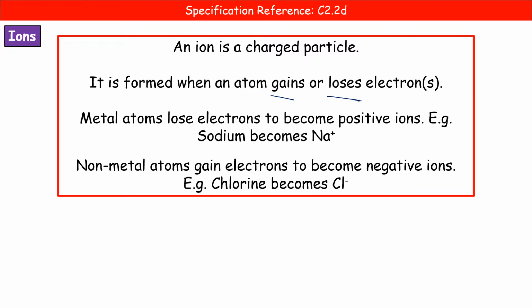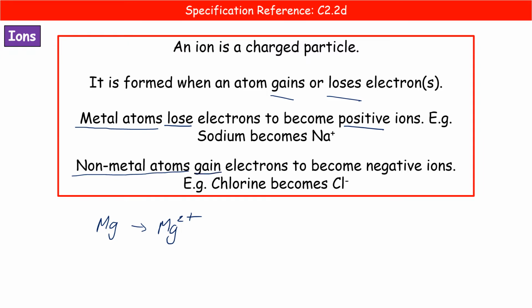We do have some nice, easy to remember patterns that we can learn here. First of all, if we're talking about metals, which are obviously on the left-hand side of the periodic table, these will always lose electrons and they will form positive ions. So, for example, sodium, which is in group 1, loses 1 electron to become Na+. If we were going to consider magnesium, for example, it's in group 2, and it will lose 2 electrons to become Mg2+.